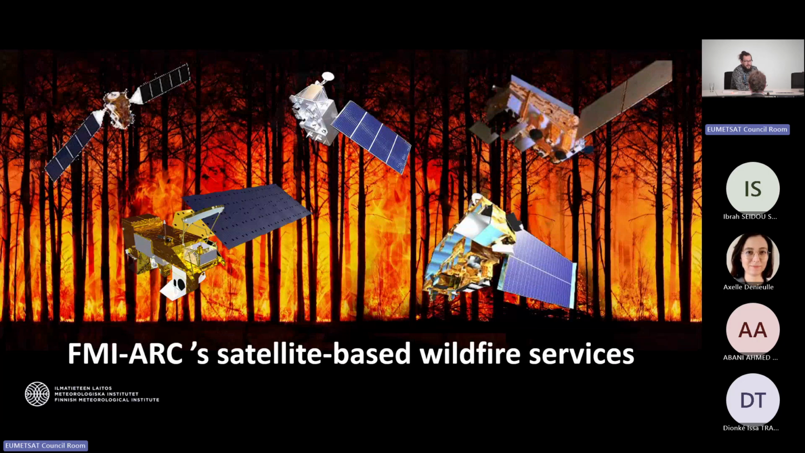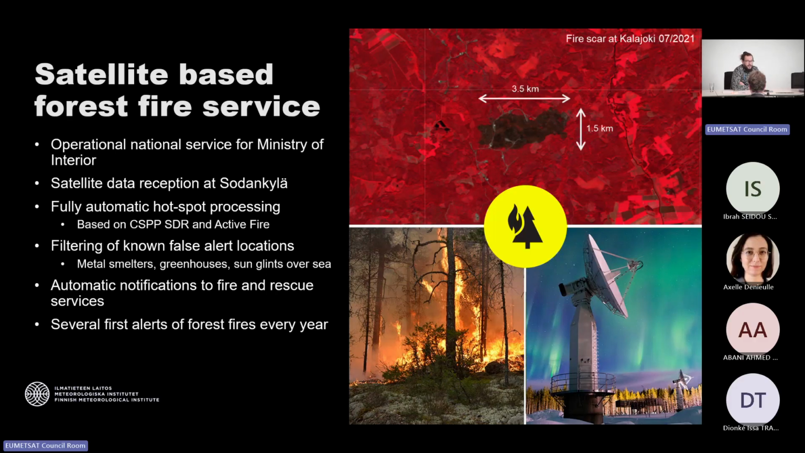Okay, and one of our big topics where we use the CSPP and direct broadcast is the satellite-based wildfire service. In Finland, we are doing a national service for our Ministry of Interior. So basically, we are receiving the satellite data from the Suomi NPP, NOAA-20 and NOAA-21, receiving the data at the Sodankylä site, processing it, and identifying the hotspots and active fires, and it's based on the CSPP SDRs and the active fire product.